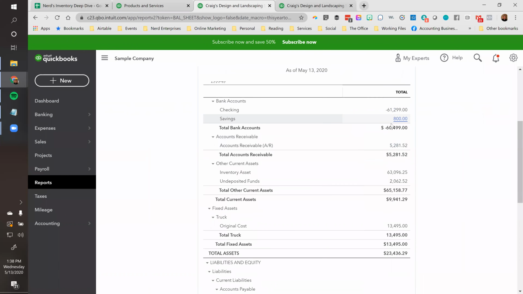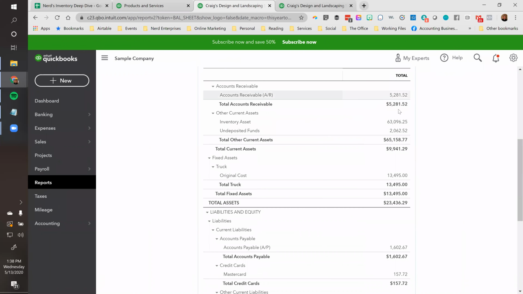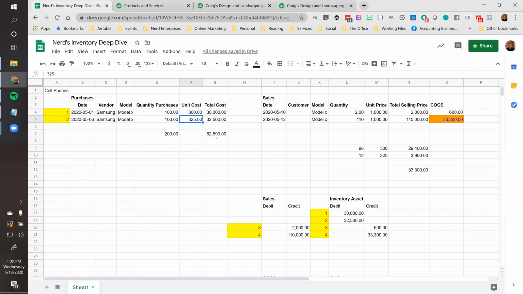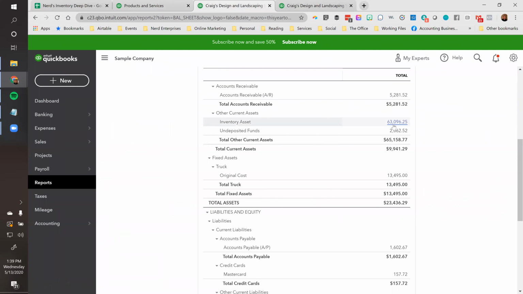Sure enough, I'm very negative in the checking account, but I've got all my inventory there at $63,096.25. And this said $62,500. What is wrong? Oh, because I had that other $596.25. Duh. Okay.